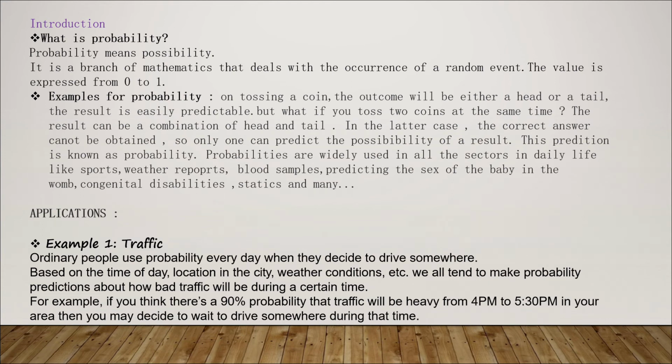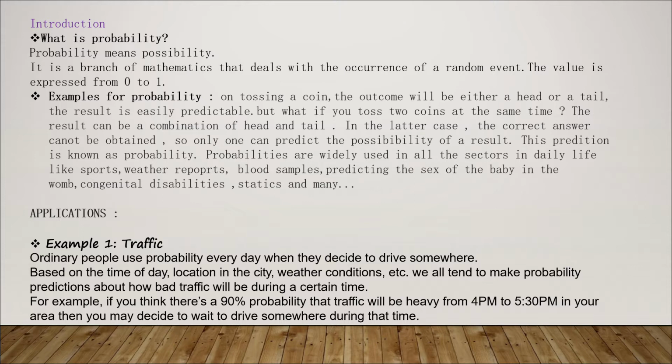According to the math, we can say that it is a branch of mathematics that deals with the occurrence of a random event. The value is expressed from 0 to 1. For example, on tossing a coin, the outcome will be either a head or a tail. The result is easily predictable.